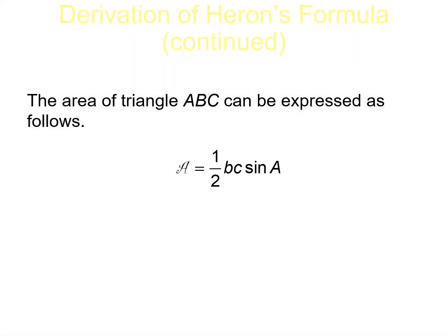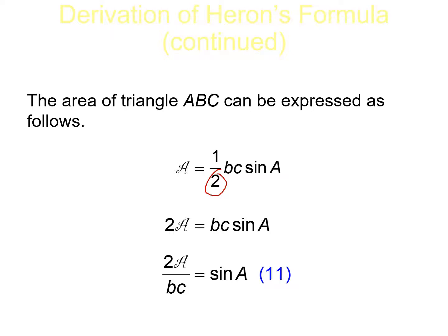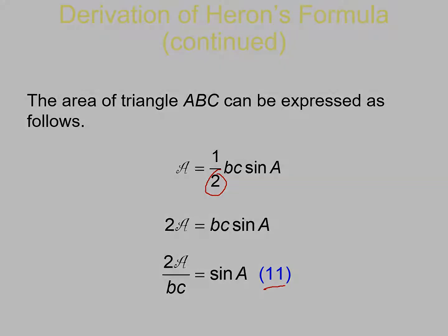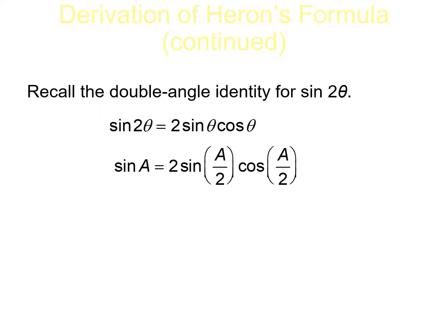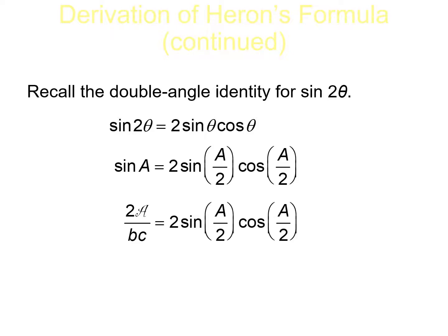Now, the area of a triangle can be expressed as 1/2 bc sine A. So I'm going to multiply through by 2 to get rid of my fractions. And so 2 times the area over bc is equal to sine of A, and that's going to be our equation 11. Now, remember the double angle identity for sine of 2 theta. Sine of 2 theta is 2 sine theta cosine theta. So sine of A is 2 sine of A over 2 cosine A over 2. And 2 times the area over bc, that's sine A, is equal to 2 sine of A over 2 cosine A over 2.